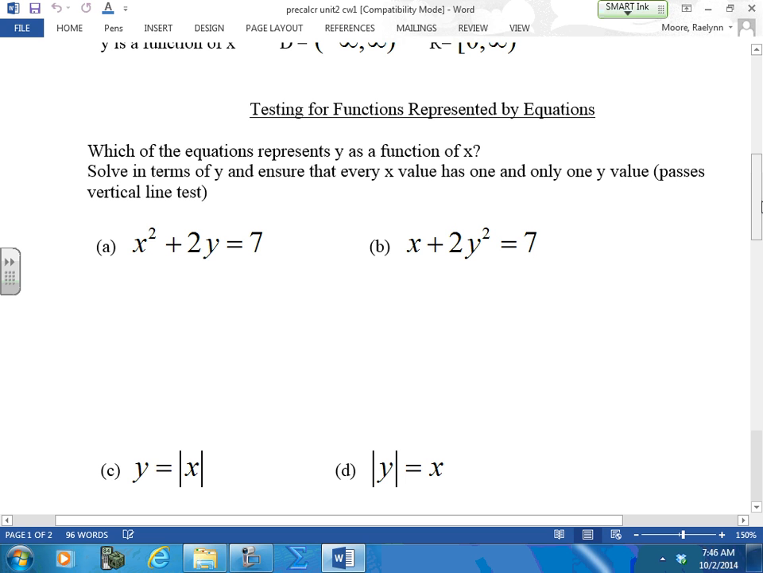We're going to test for a function. Whenever you test, you're going to solve it in terms of y, and you're going to make sure that every x has one and only one value of y. And that's your vertical line test as well. So we can do this algebraically, or we can do this with your graphing calculator.